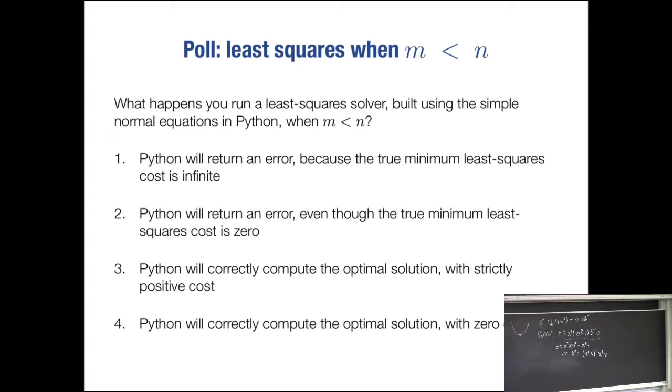I have M is very big here because I have many days. And so what happens in the opposite case? What happens actually if I run the same algorithm, but in a situation where I have higher dimensional features?